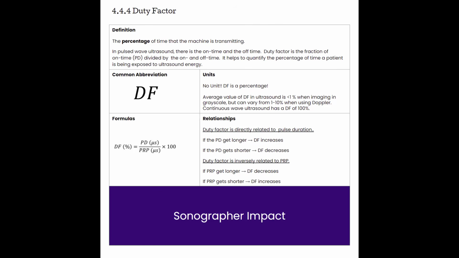When there is more listening time with the pulse repetition period, we'll see that the duty factor decreases, which makes sense. If we're just getting a small little blip and then lots of listening time, the percentage or fraction that the machine is talking is very low when the PRP is long. However, if we have a very long pulse or a lot of talking and just a little bit of listening time, we're going to see that that duty factor starts to increase. It's taking up more of that time, increasing the percentage that it's on.